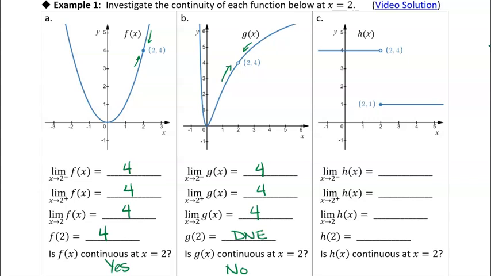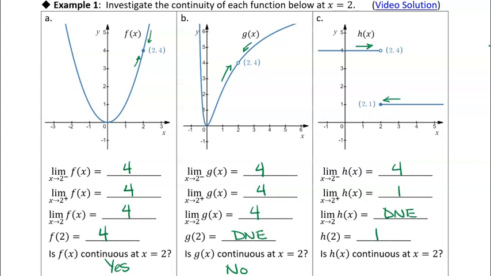All right, let's look at this one, h of x. Again, we're looking at the limit as x approaches 2. Here, if we approach from the left, it looks like it's going to 4. If we approach 2 from the right, it looks like the value of the function is going to 1. So that means that the limit doesn't exist. Now, because we have a closed circle at (2, 1), the value of h of 2 is 1. So the value of h of 2 exists, but the limit doesn't exist.